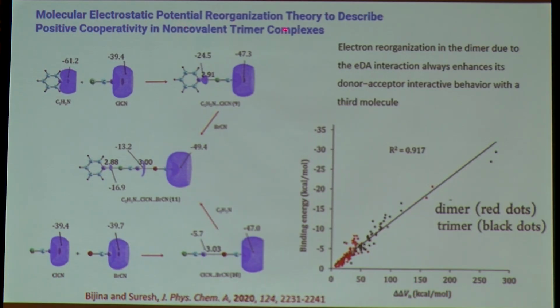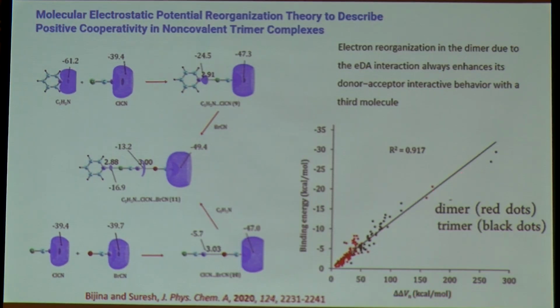You can describe this as a molecular electrostatic potential reorganization theory, because whenever a donor-acceptor complex is formed, the acceptor in the dimer is more donating, and the donor in the dimer is more accepting in nature. So this leads to trimers, and the same theory can be extended to tetramer formation and so on. The molecular association behavior can in fact be described based on this kind of analysis.